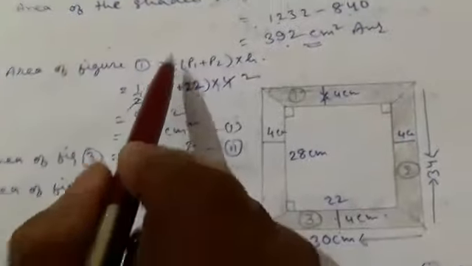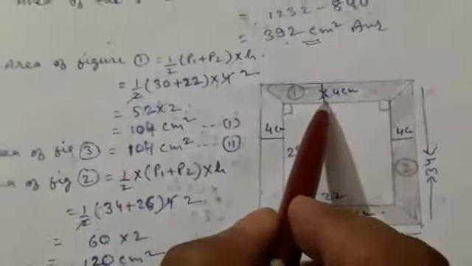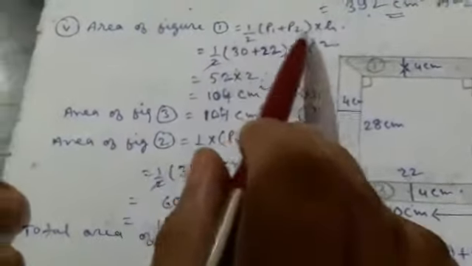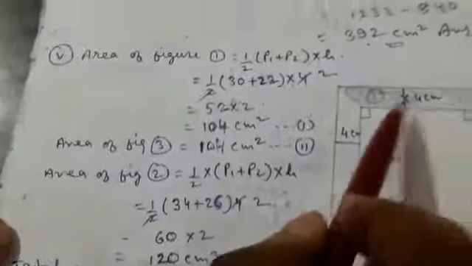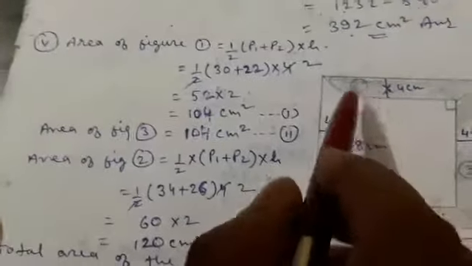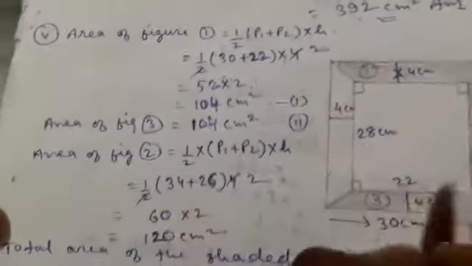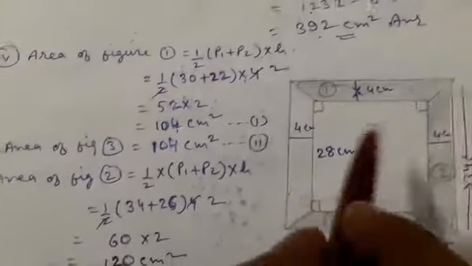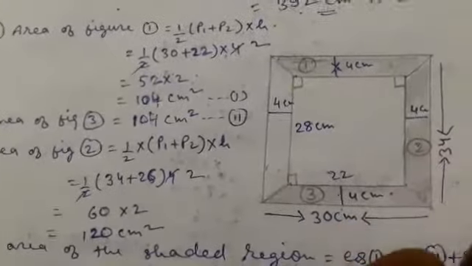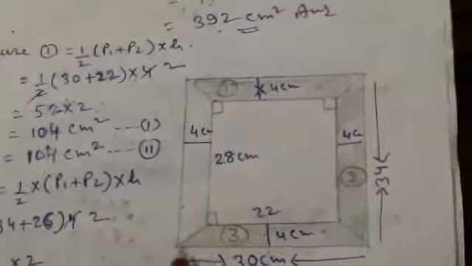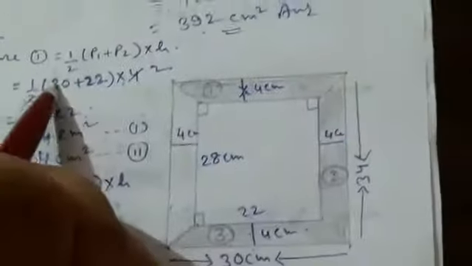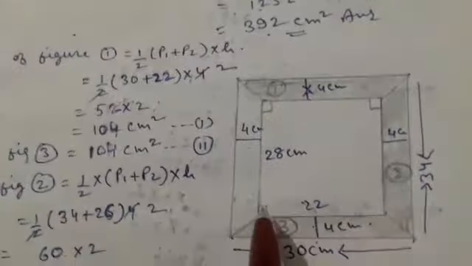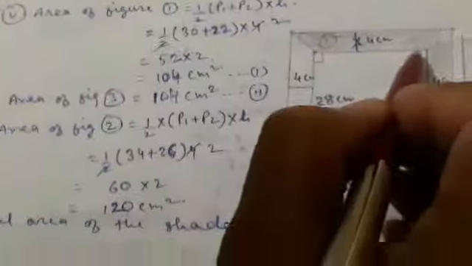Let us see the area of the first figure. Its shape is just like a trapezium, so we will apply the formula of the trapezium, 1 by 2 p1 plus p2 into h. So 1 by 2, what is the parallel side 1? 30, it is given here. This is 22 and this is the perpendicular side. This side is given 30 centimeter, therefore this is also 30 centimeter. So p1 is equal to 30 and p2 is given 22, so this will also be 22.